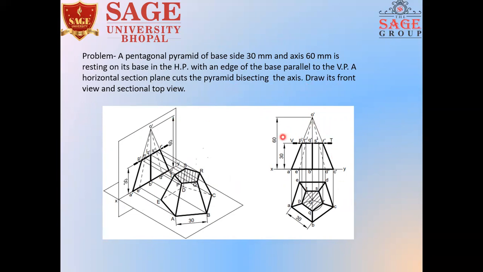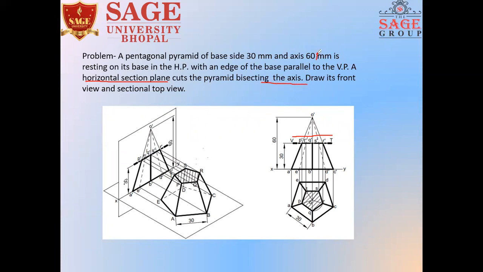So first we draw the complete solid. Now here is the position of the cutter. I'm using a horizontal section plane. Please remember, a horizontal section plane always cuts the front view, and the position of the cutter will be parallel to the XY line. So suppose I take the position of the cutter parallel to XY, denoted by the vertical trace. Now it cuts the pyramid, bisecting the axis.